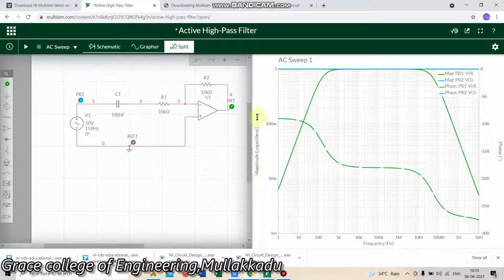This graph is drawn in logarithmic scale. We can change this to the dB scale also.